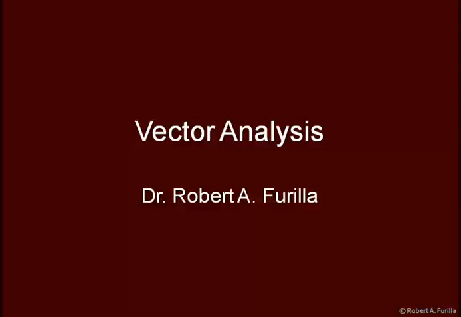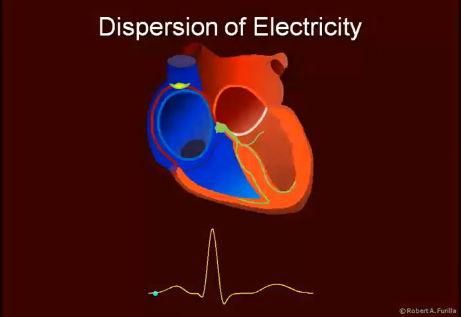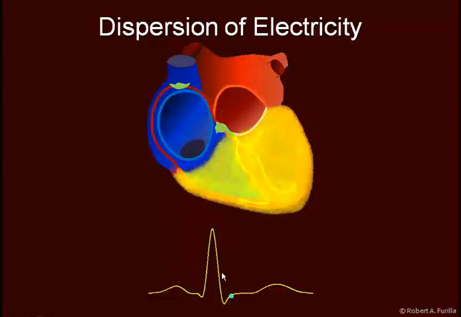In this segment, I'm going to talk about vector analysis, and by that I mean the mean electrical axis of the heart. In this animation, and I've got it running very slowly so we can observe the events, at the top is the animation of the electrical dispersion. Down here I'm looking at the electrocardiogram. The little green ball is telling you where we are on the electrocardiogram relative to this event.